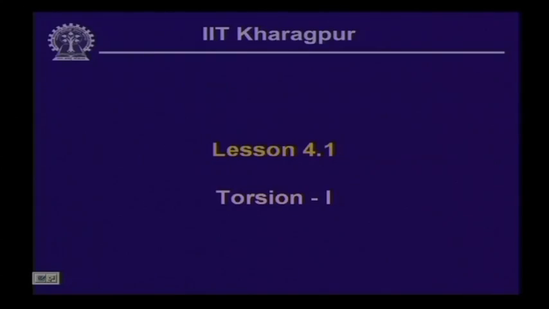Welcome to the first lesson of module 4, which is on torsion part 1. If you remember, in the last 3 modules we discussed aspects of stress, strain and the application of stress and strain to thin walled pressure vessels. Now, if a bar is subjected to an axial pull, it is subjected to a normal stress, which we have seen as load divided by the cross sectional area.